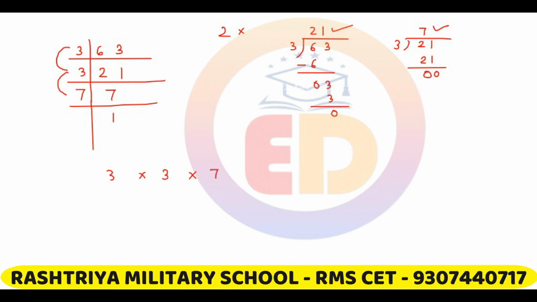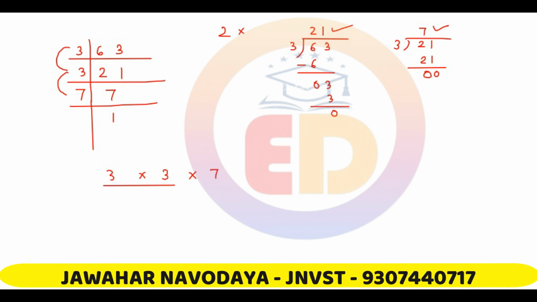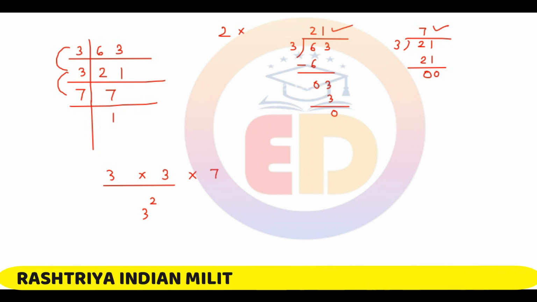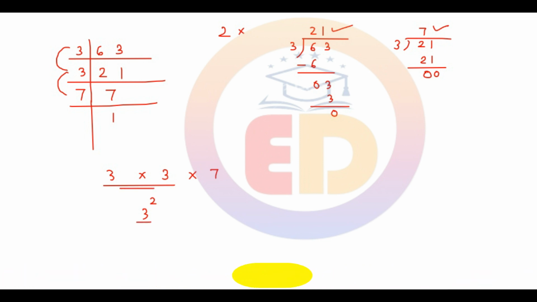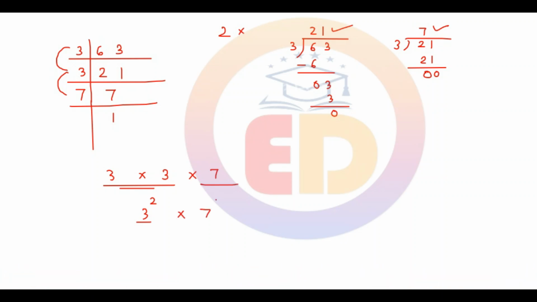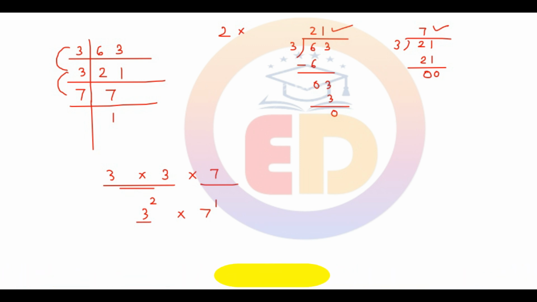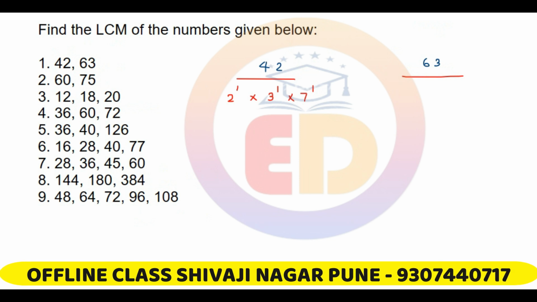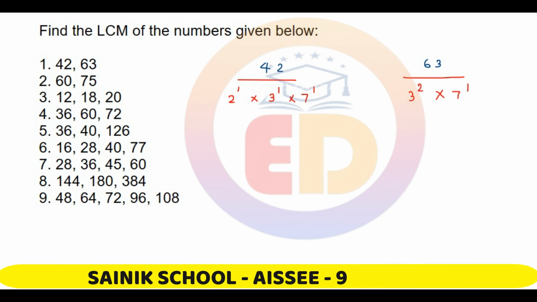These are the factors. Now let us write them down in the power form. Here 3 has appeared 2 times, so I will write it as 3 raised to the power of 2. Since it has appeared 2 times, I will write it as 3 and give it a power 2. Multiplied by 7, which has appeared one time, so I will write it as 7 raised to the power of 1. So the factors of 63 are 3 raised to the power of 2 and 7 raised to the power of 1. Now this is the first step of finding the LCM.